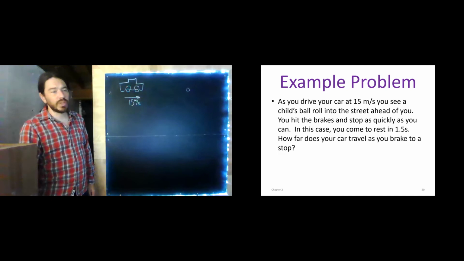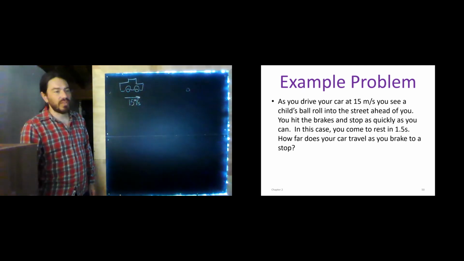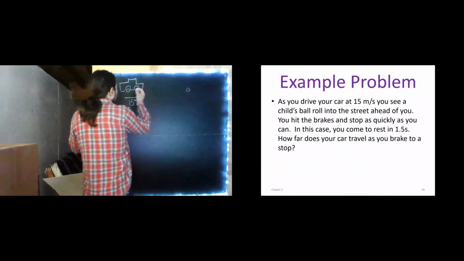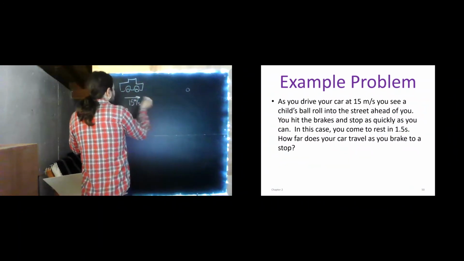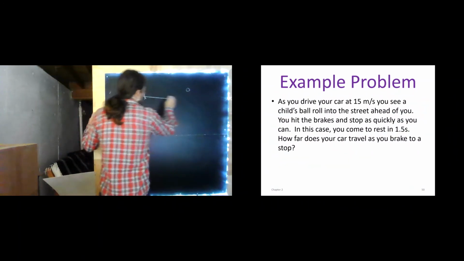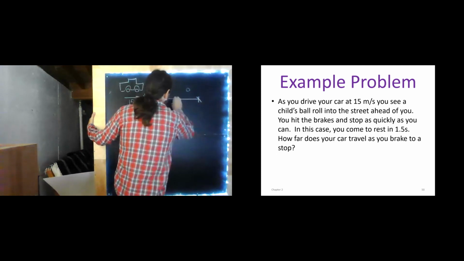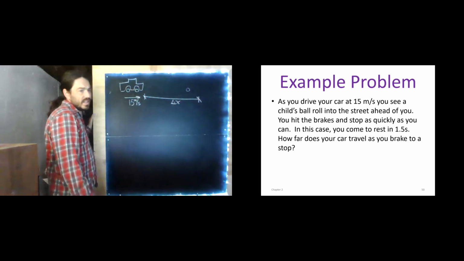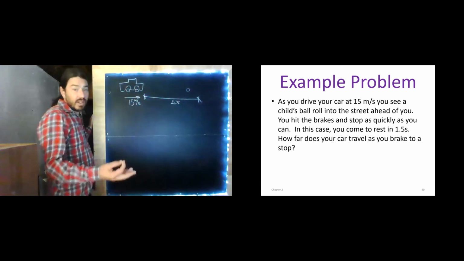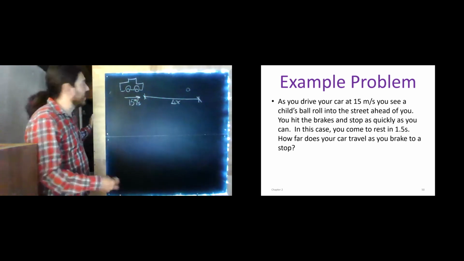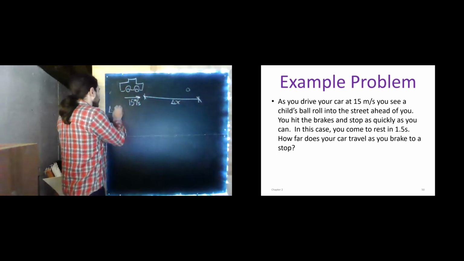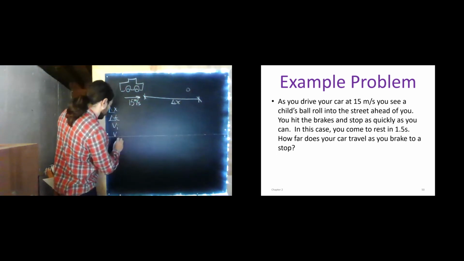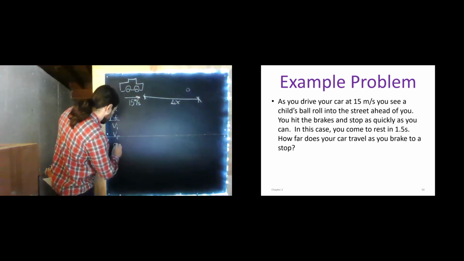And it says, you hit the brakes and stop as quickly as you can. In this case, you come to rest in 1.5 seconds. How far does your car travel as you brake to a stop? Okay, so it says how far does it travel. So that would be something like this, right? Delta X, I guess. And it tells us it comes to rest in 1.5 seconds. Okay, well, let's make our list of 5 variables. Again, delta X, delta T, V initial, V final, and A.